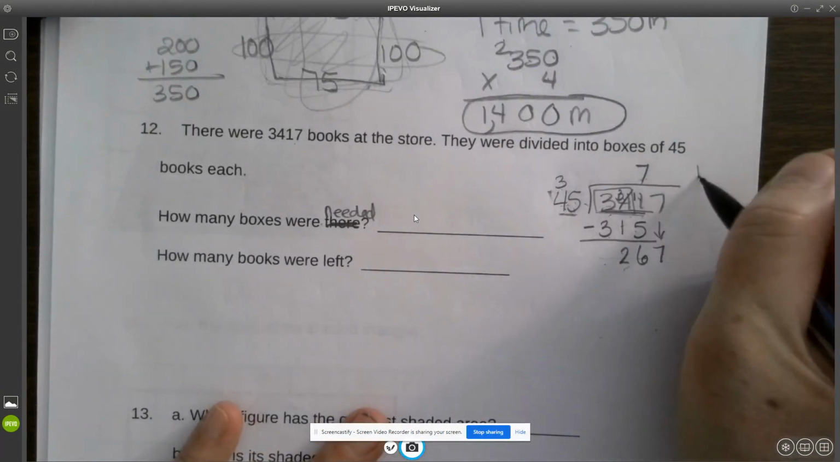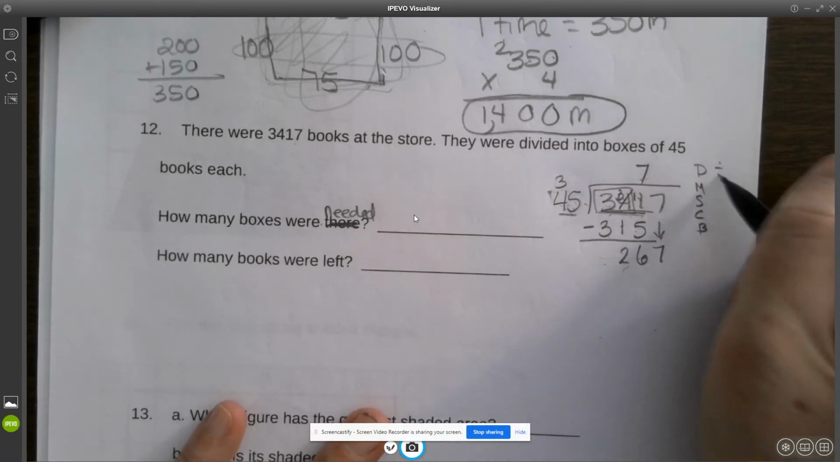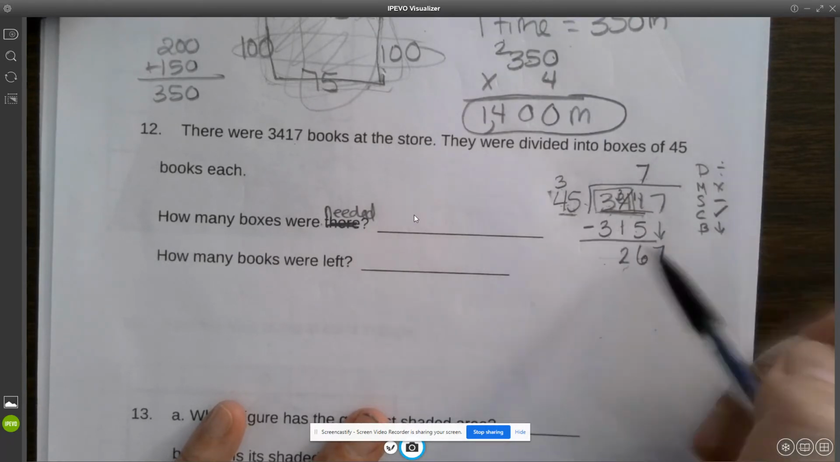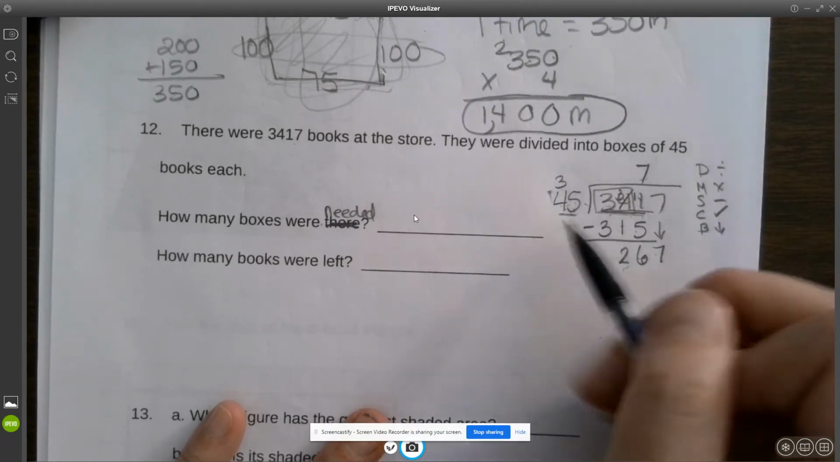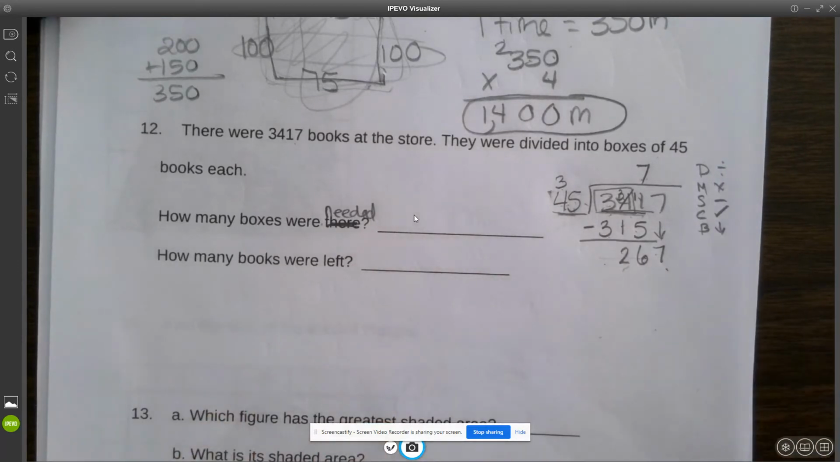And remember our acronym is DOES, McDonald's, sell, cheese, burgers. We divide, multiply, subtract, check, bring down. So we just did all those steps. Now we're going to start over. So now I'm dividing again. 45 into 267. I have no idea how much that is.